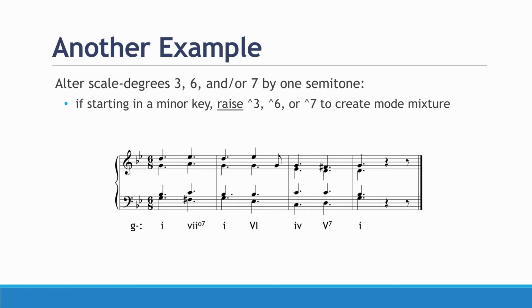Let's now do a similar mode mixture process, but we're going to start in a minor key so that we can get more practice with that. Once again, we're going to borrow notes from the parallel key. In this case, it's going to be G major. It eliminates the 2 flats from the key signature, and it adds on an F sharp. However, another way of thinking about this is to alter scale degrees 3, 6, and 7.